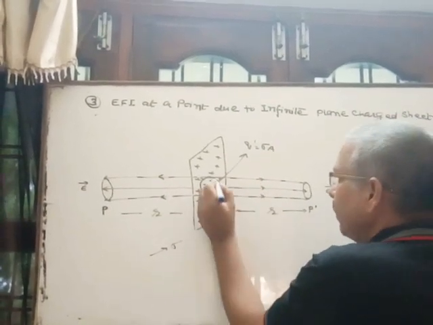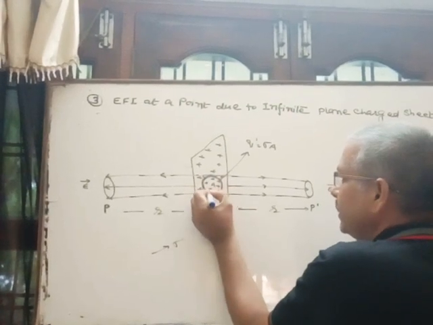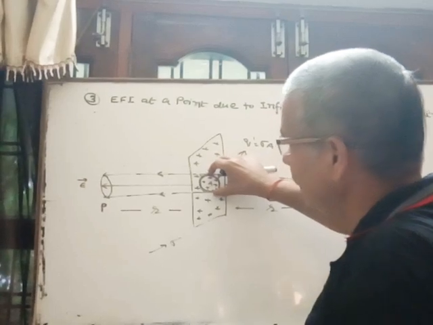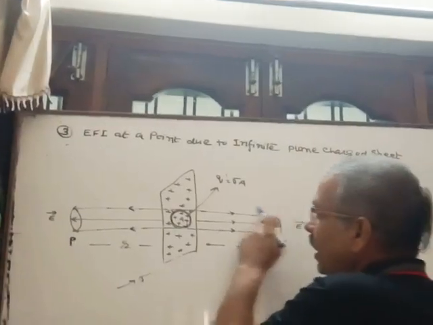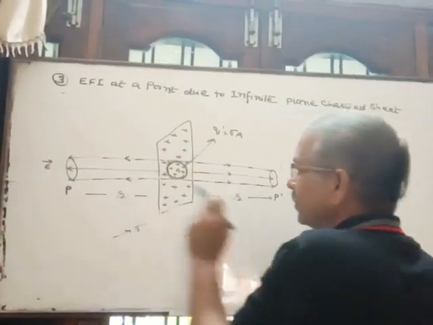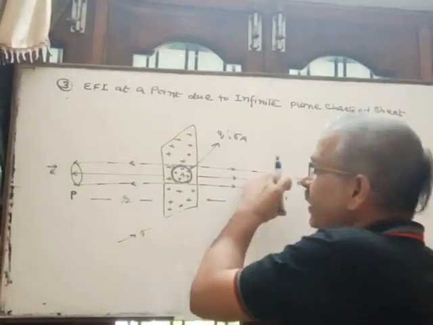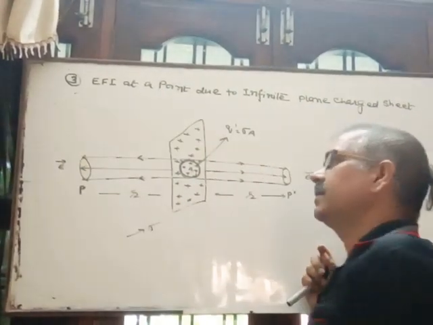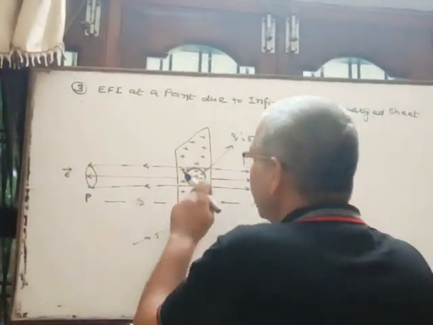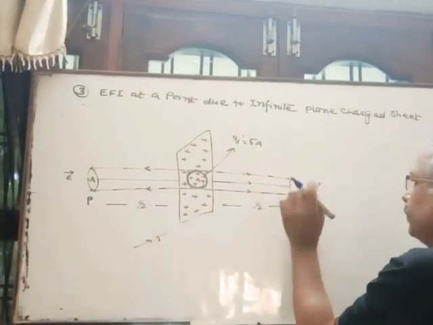Now we take a very small segment of the sheet whose area is A. So these are the electric lines of force which emerge out from this area. If we join all those points which are present at distance r along both sides of the sheet, then we get a cylindrical Gaussian surface. It is a cylindrical Gaussian surface of cross-section area capital A.